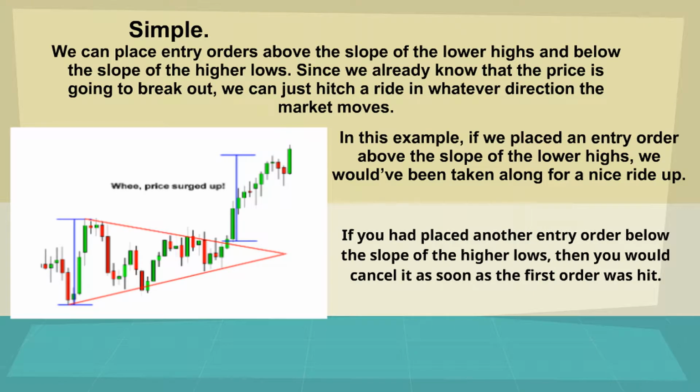Since we already know that the price is going to break out, we can just hitch a ride in whatever direction the market moves. In this example, if we placed an entry order above the slope of the lower highs, we would have been taken along for a nice ride up. If you had placed another entry order below the slope of the higher lows, then you would cancel it as soon as the first order was hit.